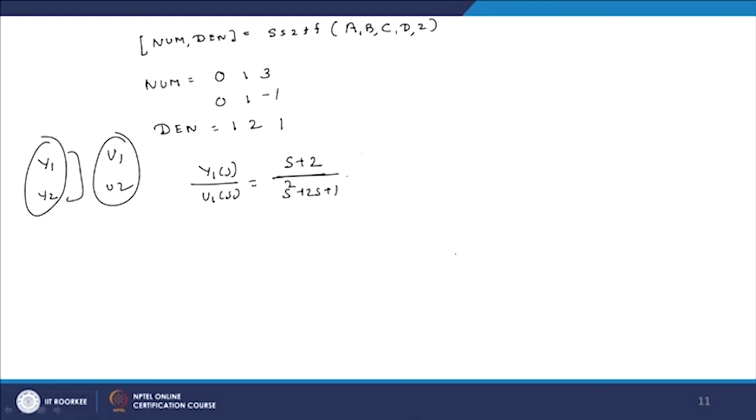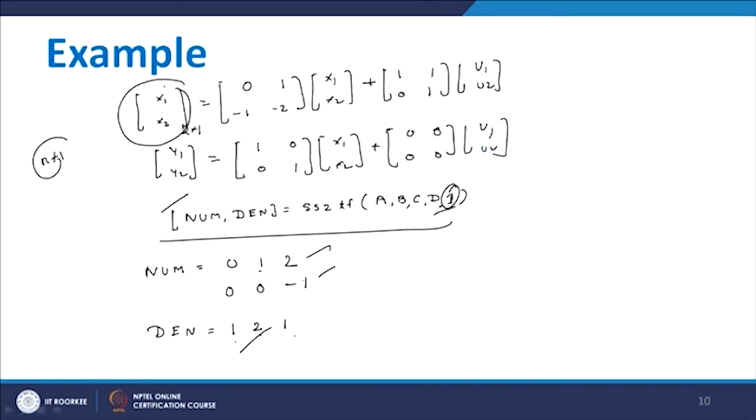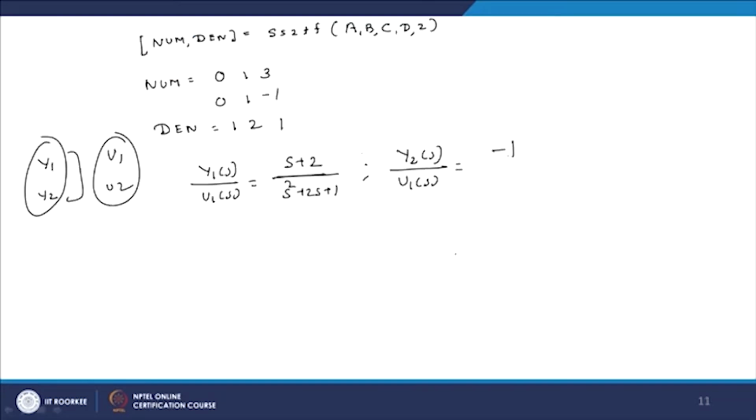So, here input u1 is applied, that time output is y1. Similarly, output is y2 of s, and for the same input u1 of s, we can write this as minus 1 divided by s square plus 2s plus 1.